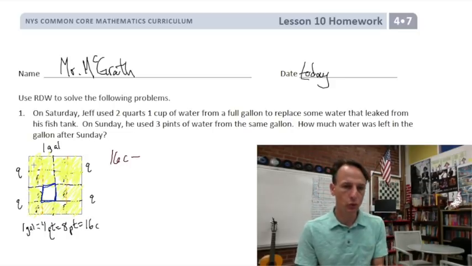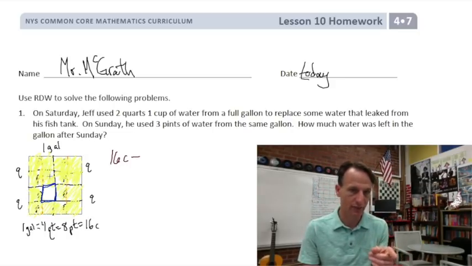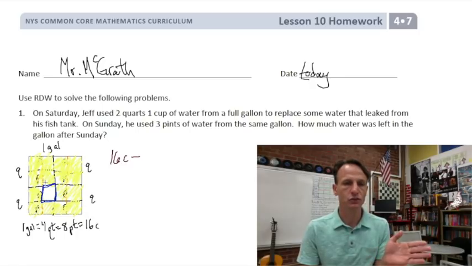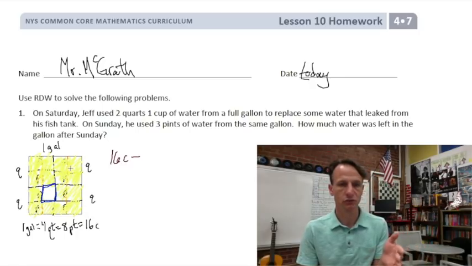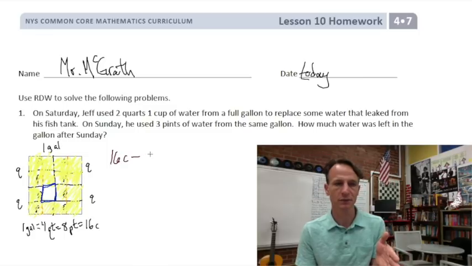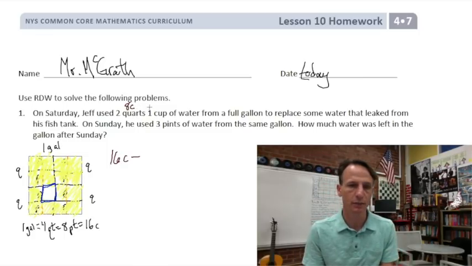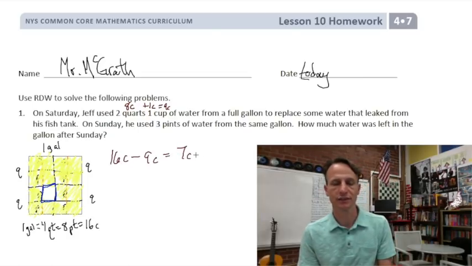So now 2 quarts is, well, look at how many cups we have in 2 quarts. 4, 8, right? We see that? So we can subtract the 2 quarts is 8 cups plus this 1 cup is 9 cups. So we could subtract 9 cups and that would give us 7 cups.